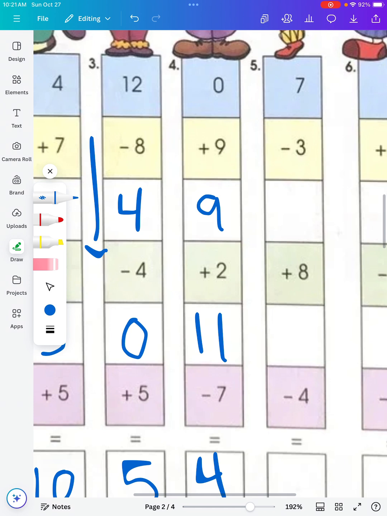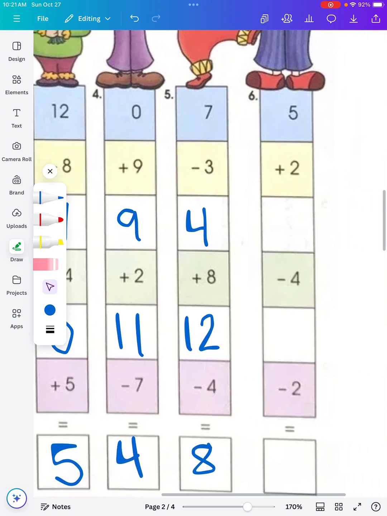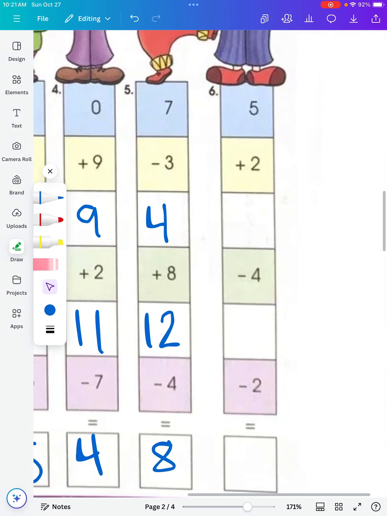Question 5. 7 minus 3 equals 4, and 8 plus 4 equals 12, and 12 minus 4 equals 8. Last question, question 6. 5 plus 2 equals 7, and 7 minus 4 equals 3, and 3 minus 2 equals 1.